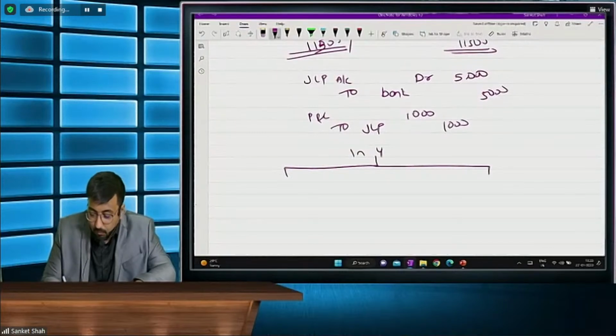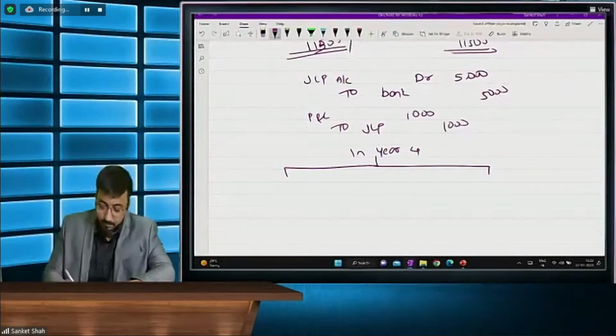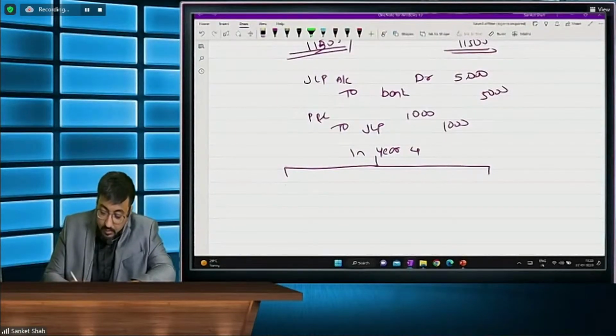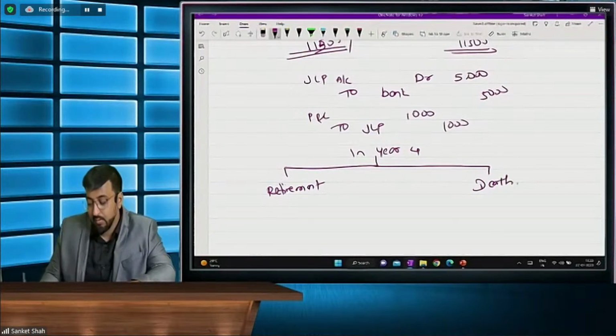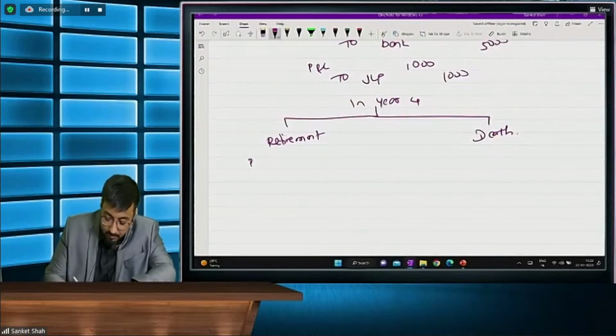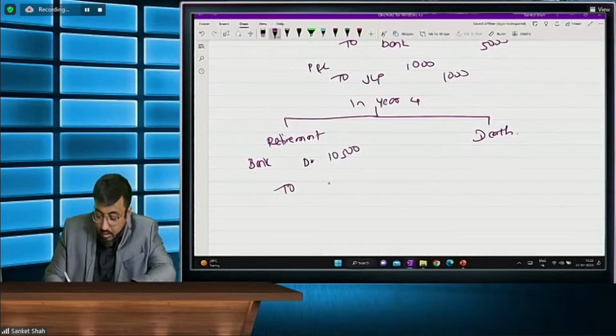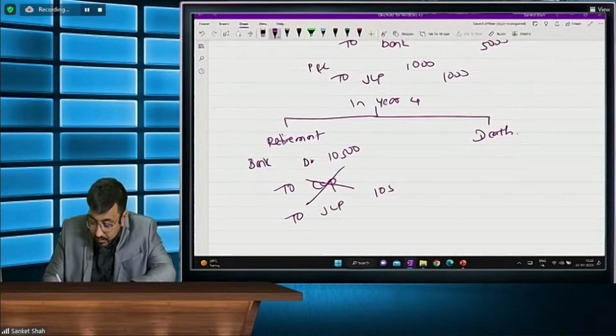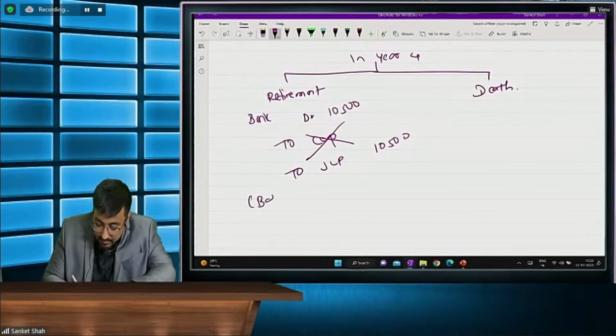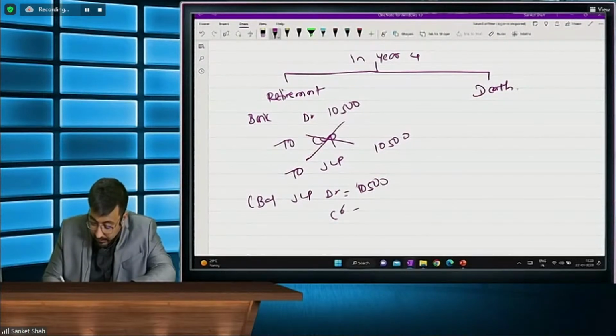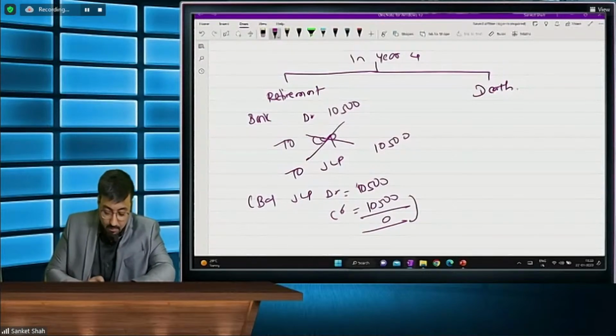Now in year 4, now last part, retirement occurs. Retirement or death. So what is the entry? See the entry. Bank account debit 10,500 to partners' capital. Here to JLP 10,500, and JLP debit 10,500 and JLP credit 10,500. So net balance is 0.